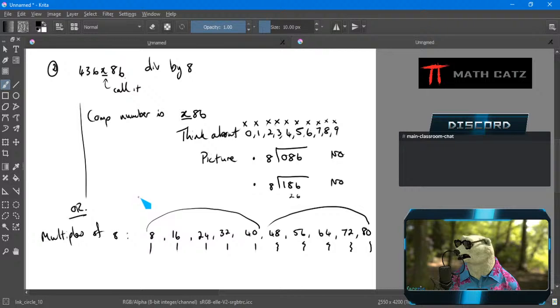Just because the number ends in a 6 in this case, for example, doesn't mean it is in this list. So it only goes one way. If it doesn't end in an 8, 6, 4, 2, or 0, then it's definitely not divisible by 8. But if it does, that doesn't mean it is divisible.